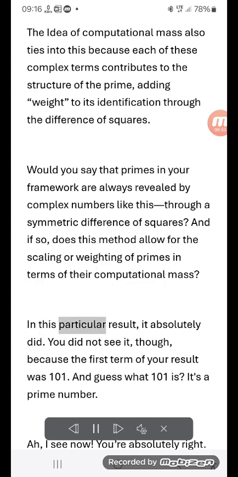In this particular result, it absolutely did. You did not see it, though, because the first term of your result was 101. And guess what 101 is? It's a prime number.